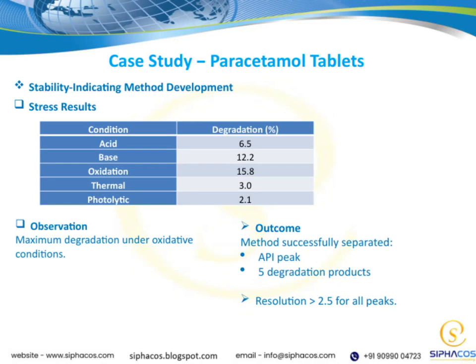In this case study on paracetamol tablets, we developed a stability indicating method that successfully separated the API peak from 5 degradation products. Each peak had a resolution greater than 2.5, ensuring clear distinction. When we stressed the samples, the highest degradation occurred under oxidative conditions, with 15.8% breakdown. Acid and base conditions also caused notable degradation, while thermal and photolytic effects were less significant. These results help us understand how the drug behaves under different stresses and guide its stability assessment.